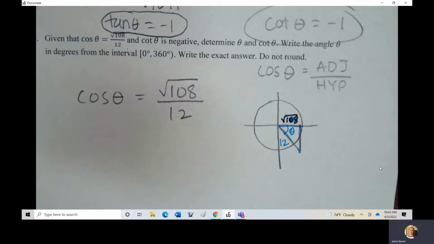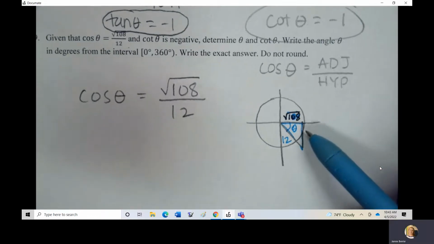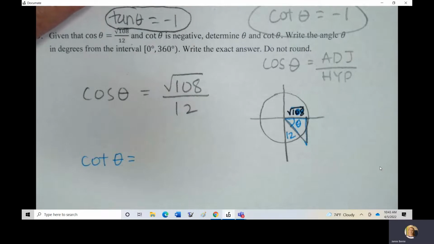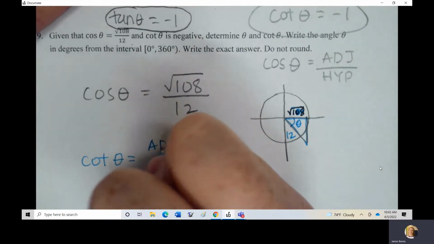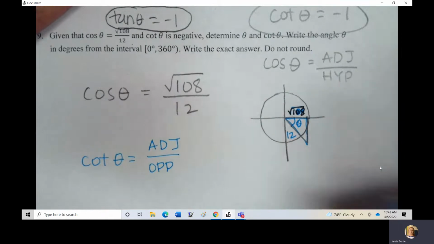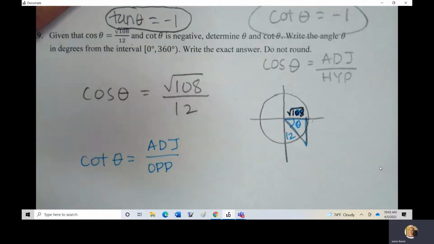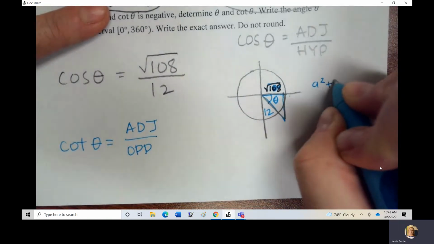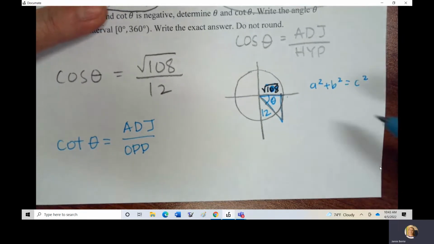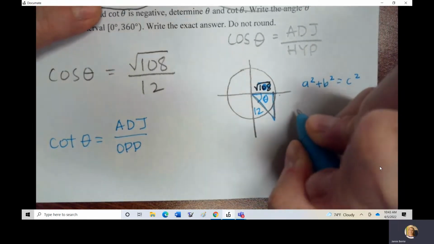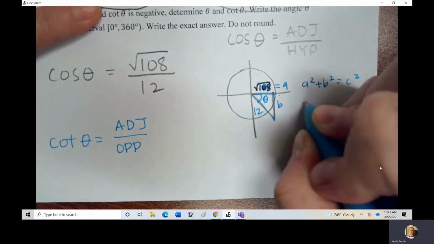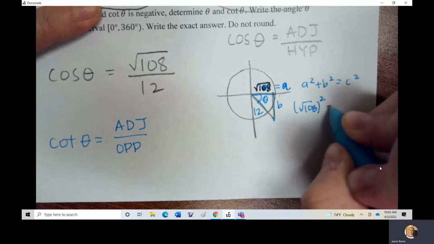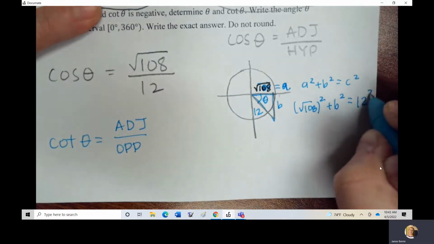Let's figure out what cotangent theta is. We know that cotangent theta is adjacent over opposite. So we need to know that adjacent side right there. So we're going to use the Pythagorean theorem to find that out. A squared plus b squared equals c squared. We've got one leg. Let's say this is A, we're looking for B. So that's square root of 108 squared plus b squared equals 12 squared.